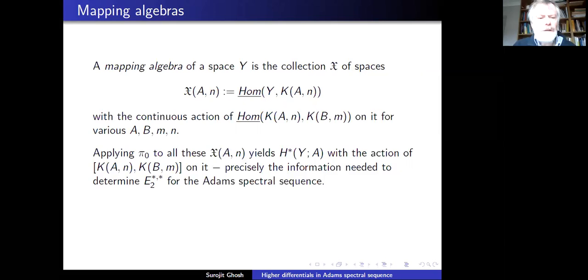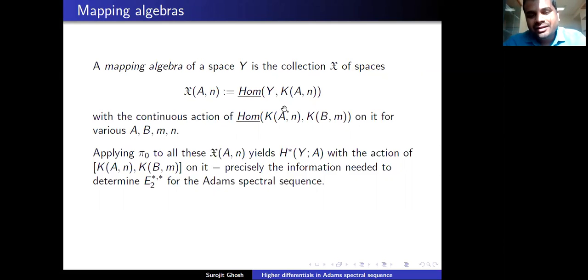I mean, surely it is. If you think of it as a graded gadget, the homotopy of it is basically the cohomology of Y with coefficients in A. Yes, that's true, but then you have to take the homotopy. It's not directly an algebra, but if you take the homotopy, then it's definitely a cohomology algebra. But not directly, I guess.